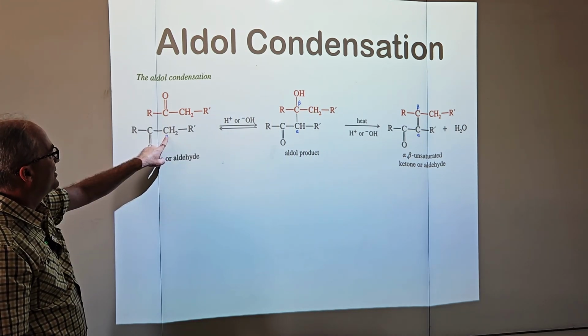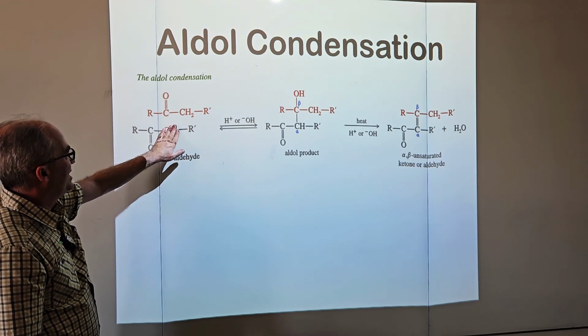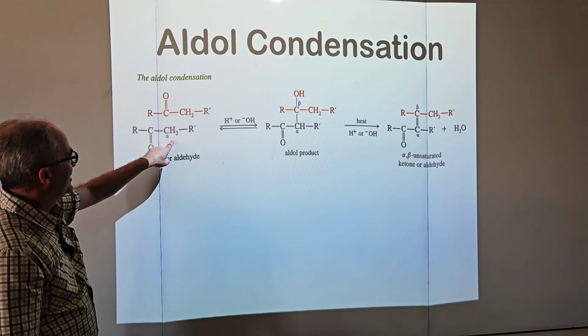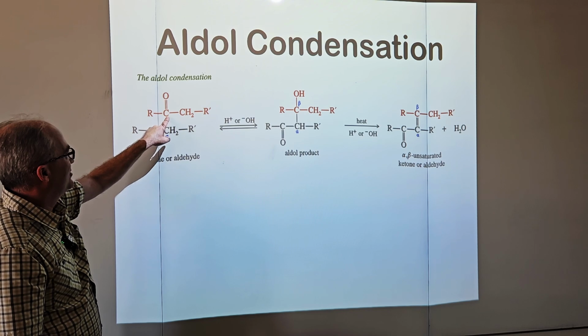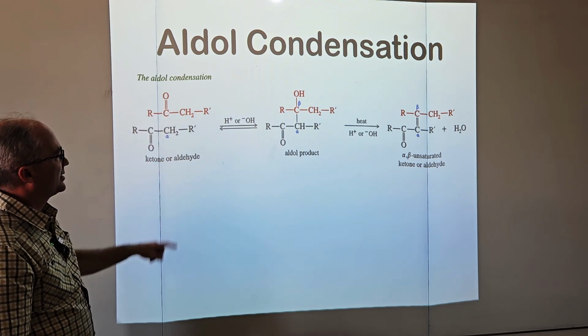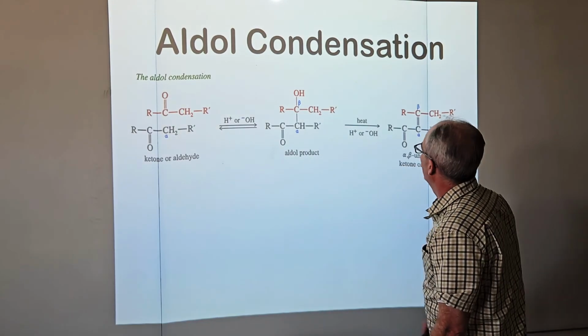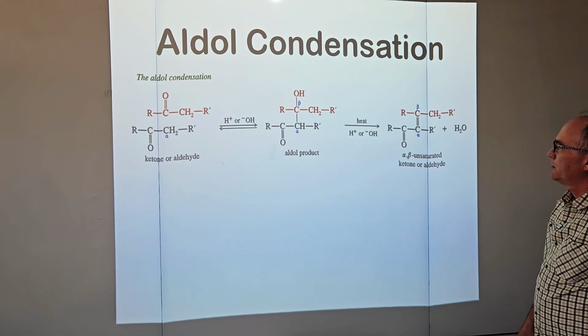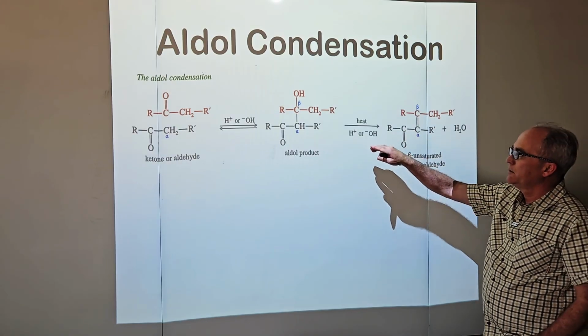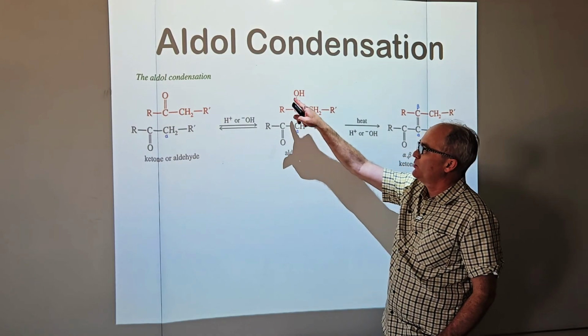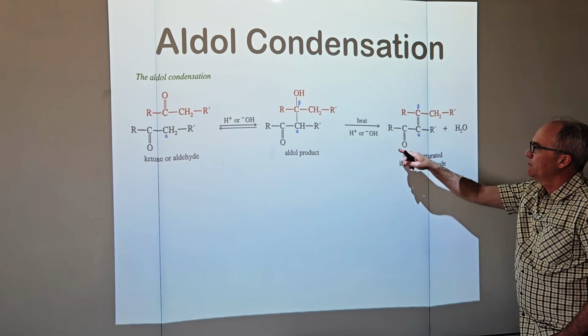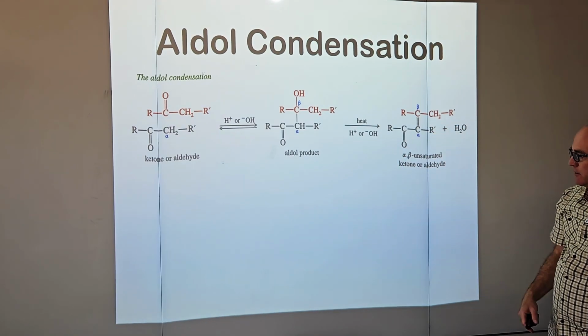Here's our alpha carbon, and we have an alpha hydrogen, so base, and pull that off, and then that can slam into another carbonyl carbon. So we've done that there. There is the aldol product. If we heat it, we basically can probably imagine this thing being protonated and being a good leaving group and forming our double bond right there.